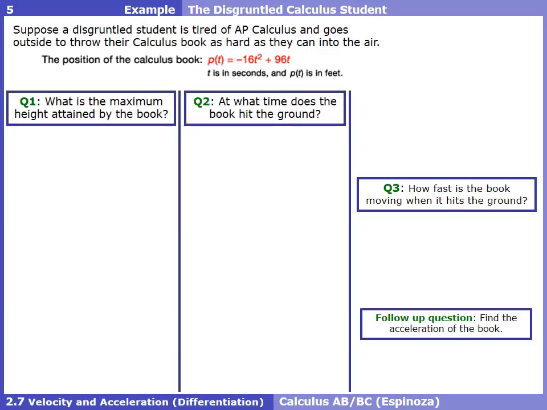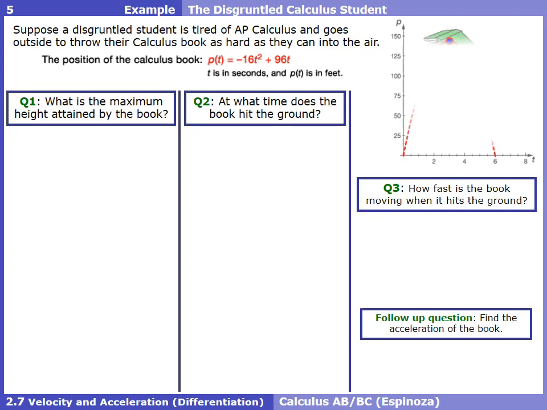Okay, next example hopefully does not apply to you. The title is The Disgruntled Calculus Student, so hopefully this class isn't making you like this student in this example. Suppose a disgruntled student is tired of AP Calculus and goes outside to throw their calculus book as hard as they can into the air. We're going to be given some information about this book in the air. The position of the calculus book is going to be P, and that's going to be equal to negative 16t squared plus 96t.